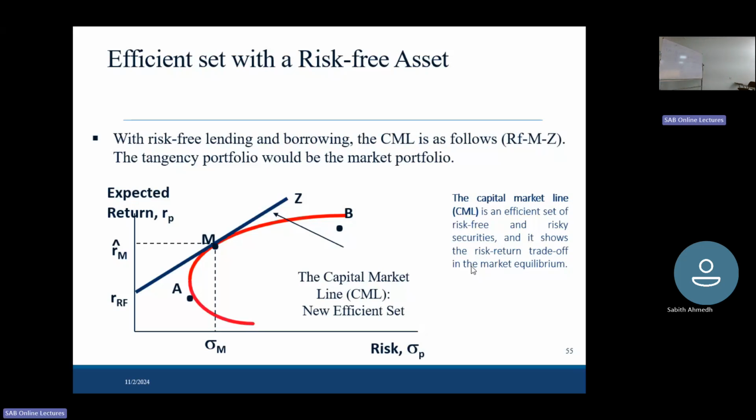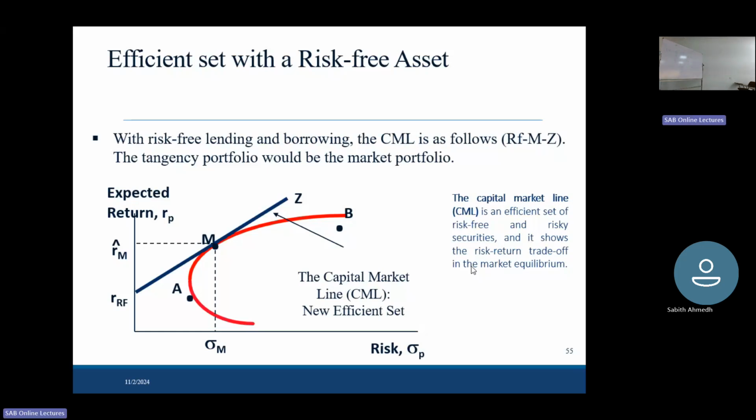You can better read this. Now this efficient frontier, with the introduction of the risk-free investment, we define as the CML line, the capital market line, because the capital market line provides all efficient combinations of risk-free and risky securities. Now you can invest here, you can invest in the market, you can invest here.